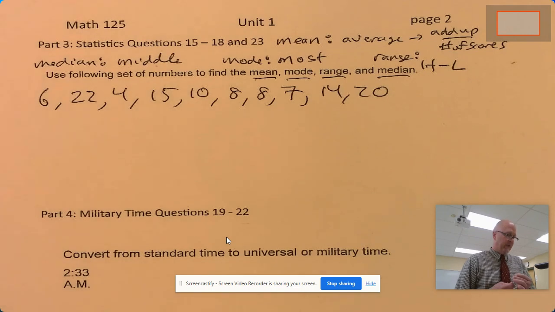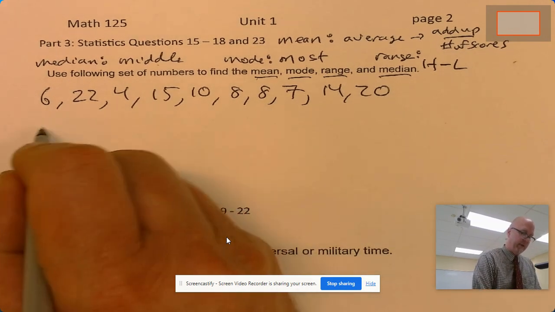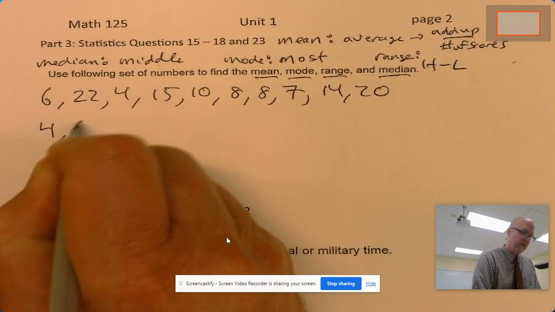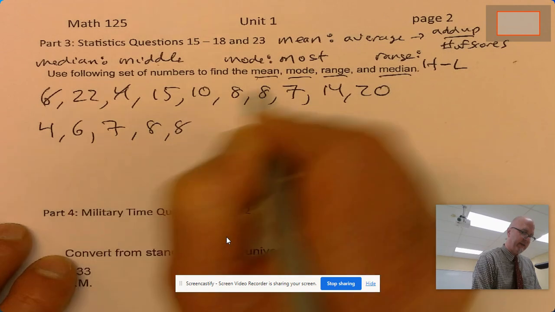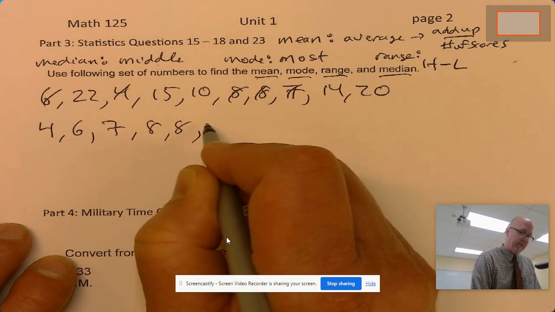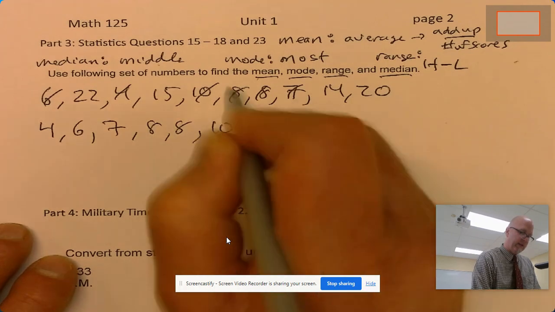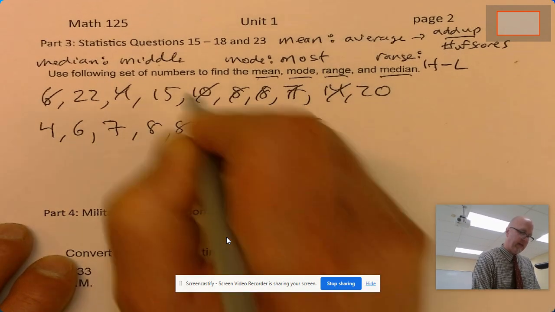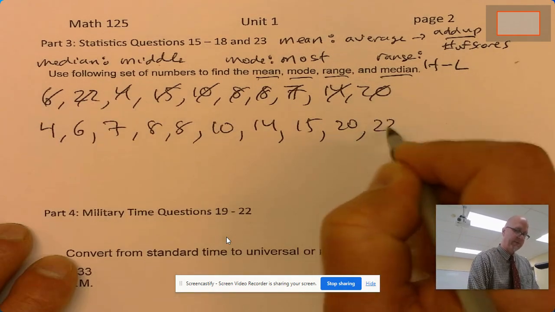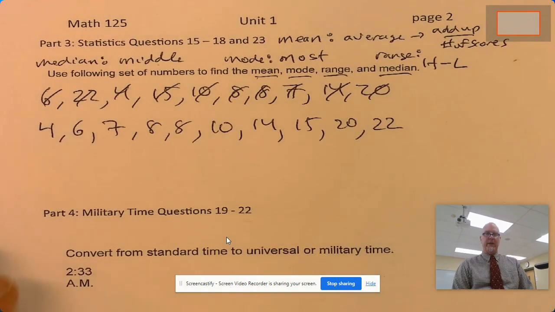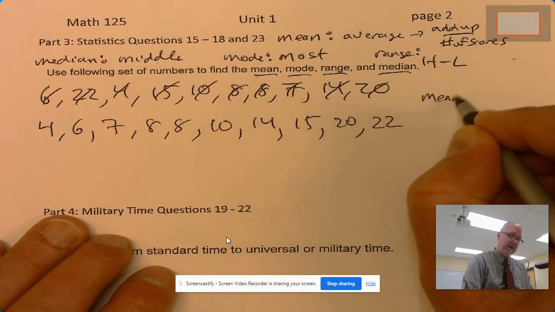If I was going to put these numbers in order, because in order to find the middle number I've got to put them in ascending order, it would be 4, 6, then 7, 8, 8, then 10, then 14, 15, crossing numbers off as I go, 20, and 22. So these are the numbers I'm looking at, and I want to find the following things. The mean we'll talk about in a second.